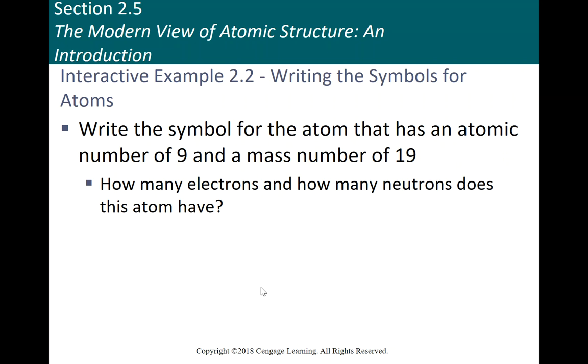But for what you'll be looking at on the quizzes and exams, it says to write the symbol for an atom that has an atomic number of 9 and a mass number of 19. How many electrons and how many neutrons does this atom have?